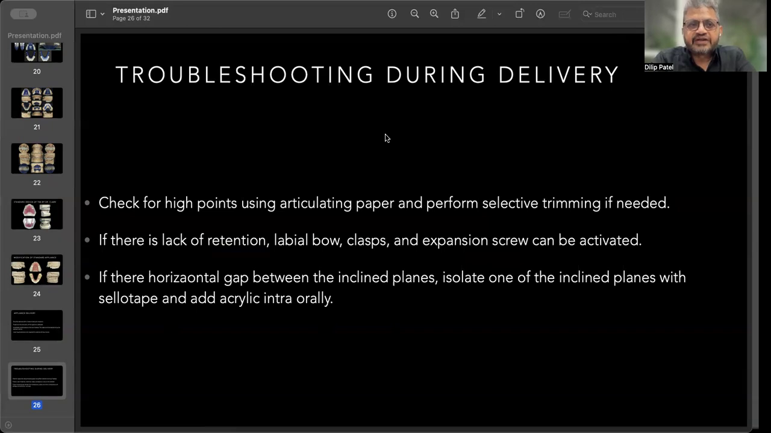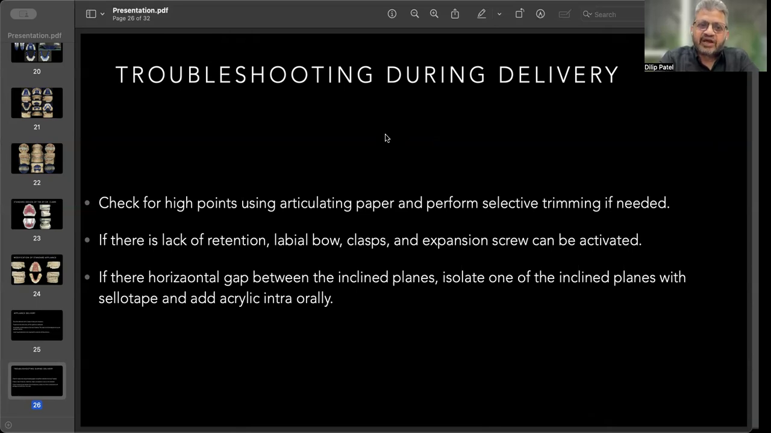Troubleshooting factors during the delivery. Check for high spots using articulating paper and perform selective trimming if needed. After putting in the appliance, one should check the posterior occlusion. If there is any high spot, you can check by putting articulating paper, and the block should be properly balanced from the lower molar region so that the patient is able to close properly and comfortably and chew.